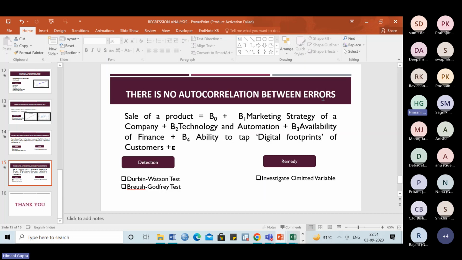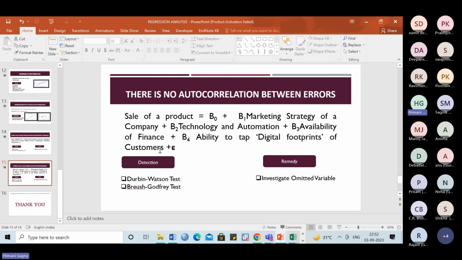If I go with the next assumption, it says that there should not be autocorrelation between errors. That means whatever variables are sitting in the error term, these error terms should not be related with each other. That means today's error term should not be related with the previous day's error term. Say the sale of a product depends on the marketing strategy of a company, your technology and automation, your availability of finance, how much money you can invest in your business. That also affects the sales, or the ability to tap the digital footprints of the customers.